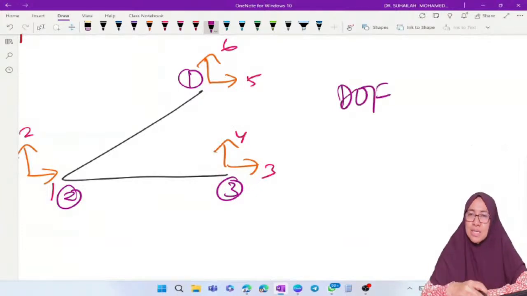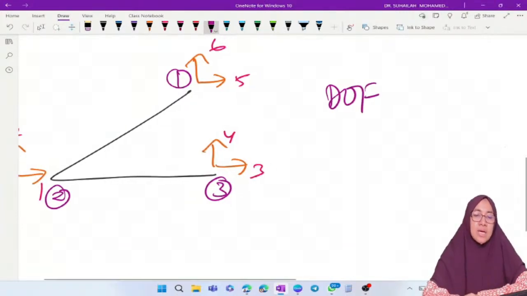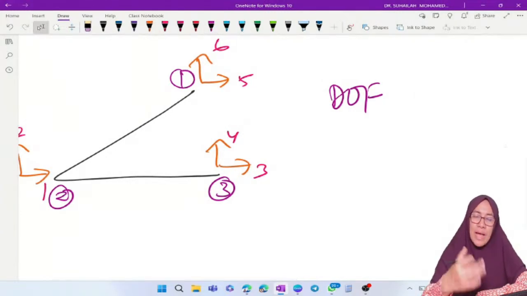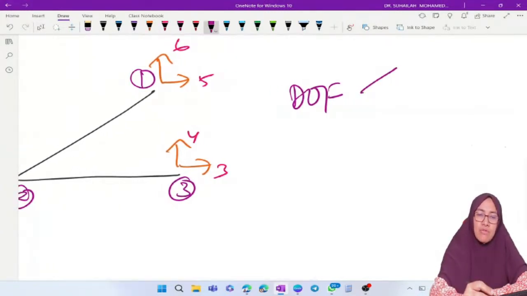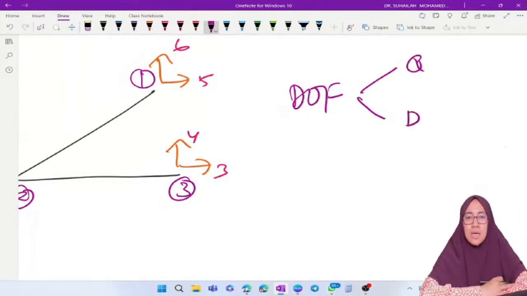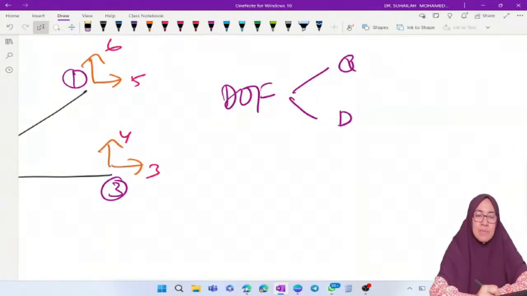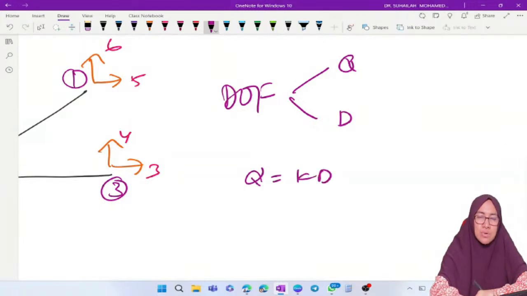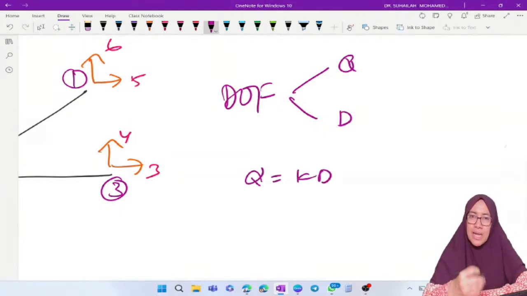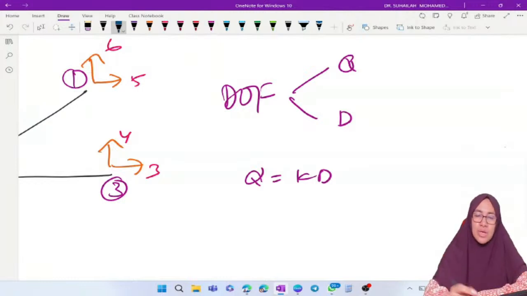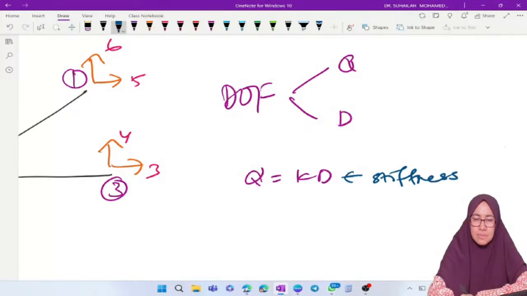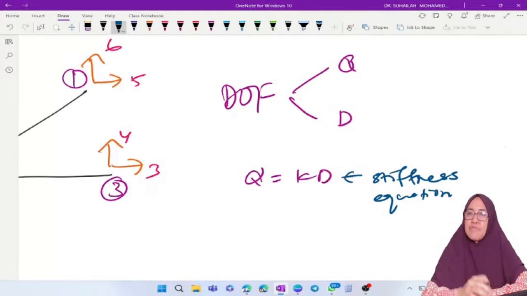As I mentioned previously in the last session, for degrees of freedom we have to look at them in terms of Q and in terms of D. What is Q? What is D? The relationship is Q is equal to KD. That relationship is called the stiffness equation.